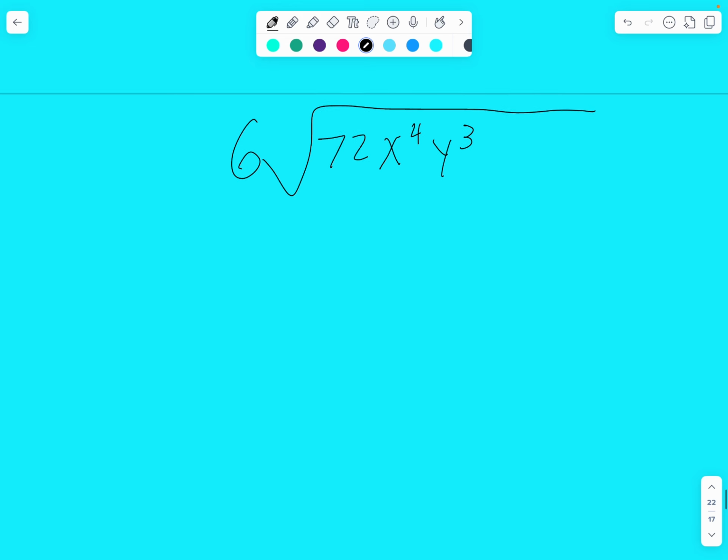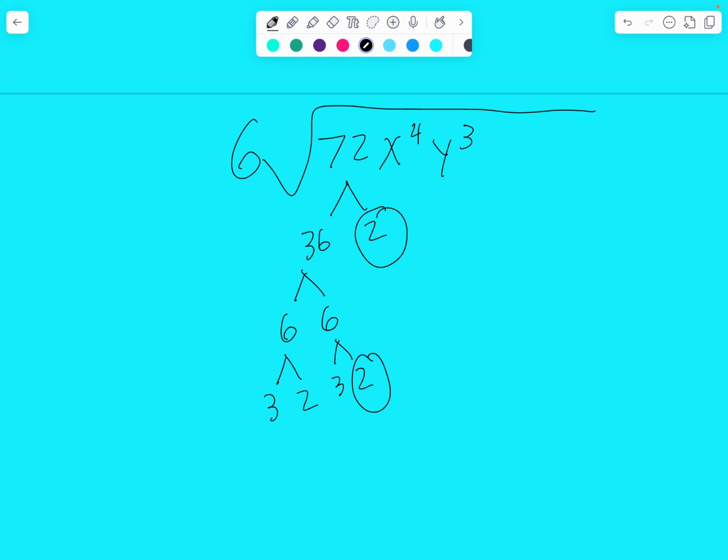Last but not least, we're dealing with the square root of 72, x to the 4th, y to the 3rd. I'm going to break 72 down into, well, what multiplies into 72? 36 and 2, right? There you go. 6 times 6 gets me 36, and I know 6 could be broken down into 3 and a 2, 3 and a 2. So look at this. They're friends, and they're going to go outside the square root. Okay? These two 3s are friends, and they're going to go outside the square root.